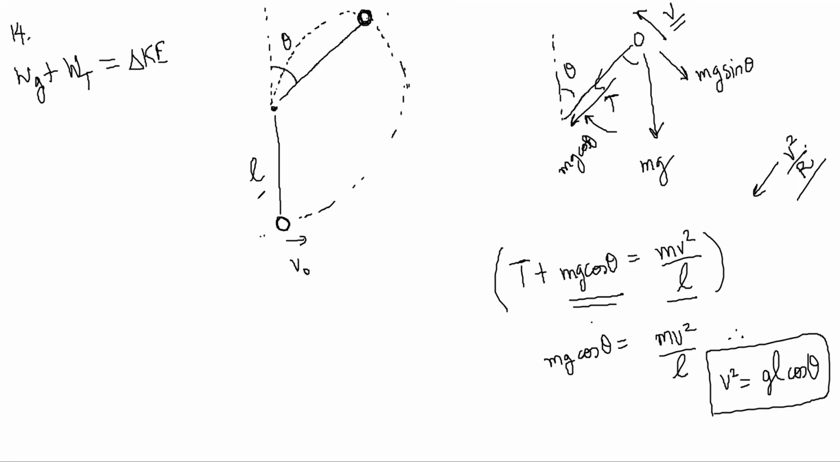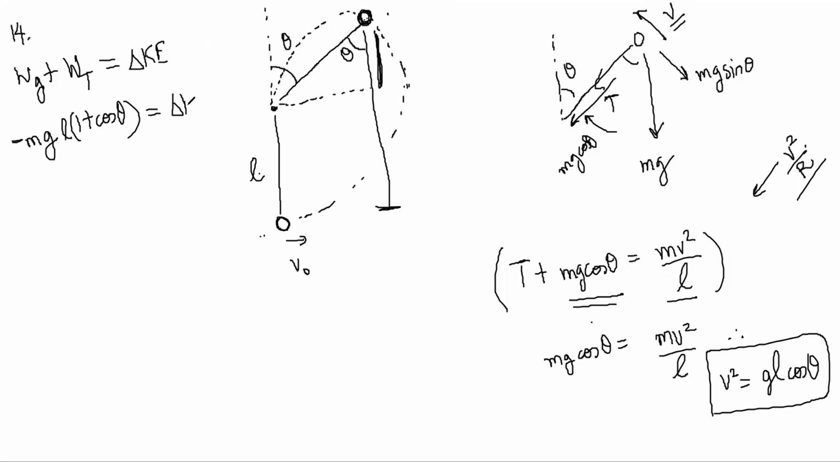Work done by gravity from here to here would be negative because gravity is down and it is moving up. So it will be minus mg times whatever height it has gone up. So minus mg, this height will be L into 1 plus cos theta. This is theta, L cos theta is this much. So minus mg L into 1 plus cos theta is equal to change in kinetic energy.